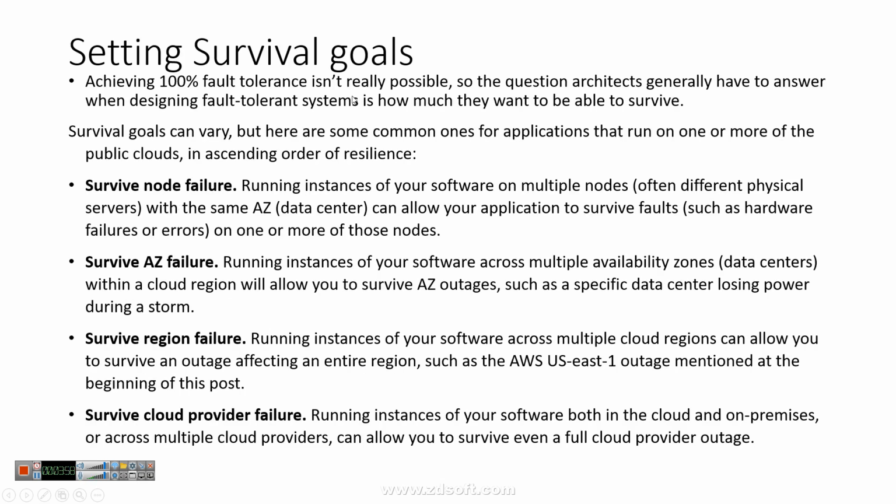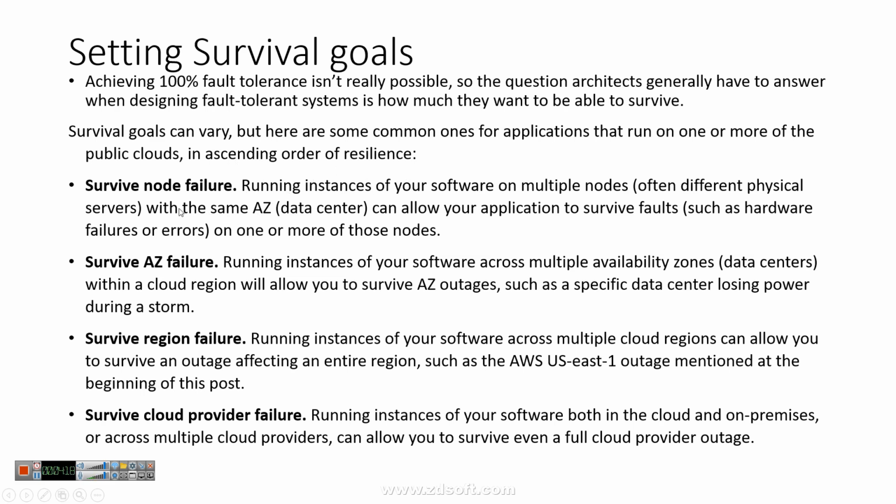Setting survival goals. Achieving 100% fault tolerance is not really possible. So the question architects generally have to answer when designing fault tolerance systems is how much they want to be able to survive. Survival goals can vary, but there are mostly three survival rules which can be adapted in the cloud, in ascending order of resilience.